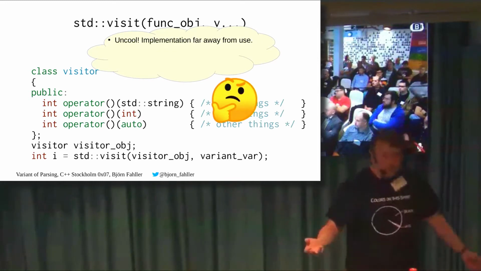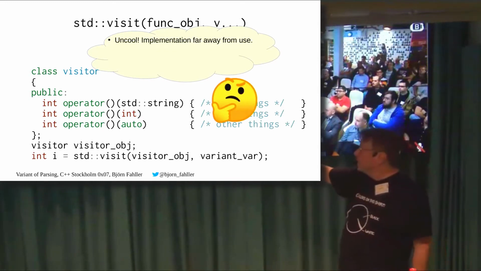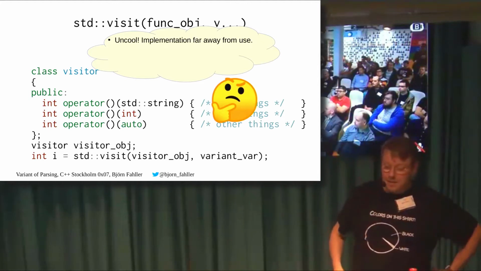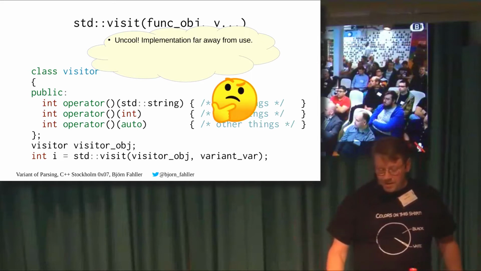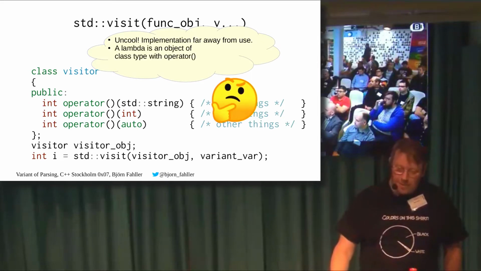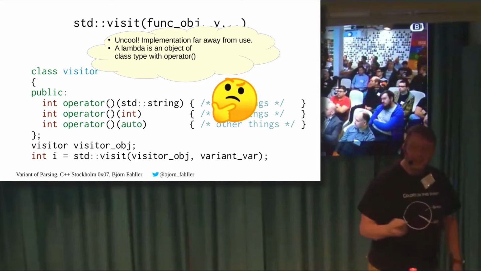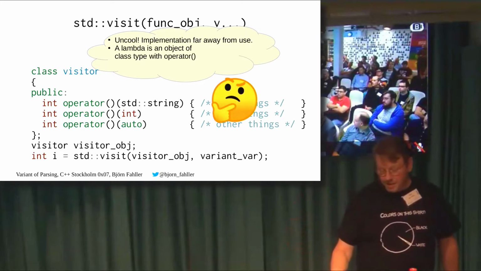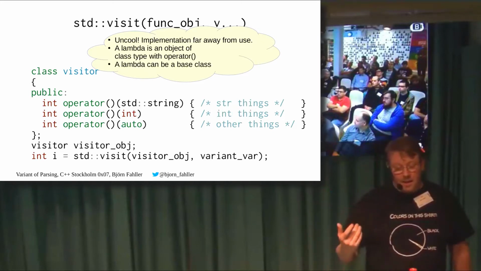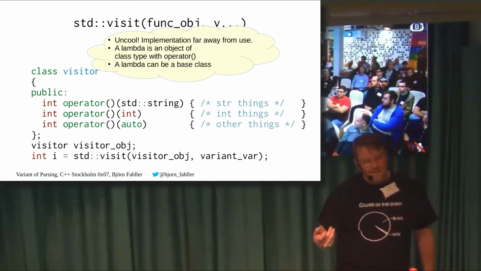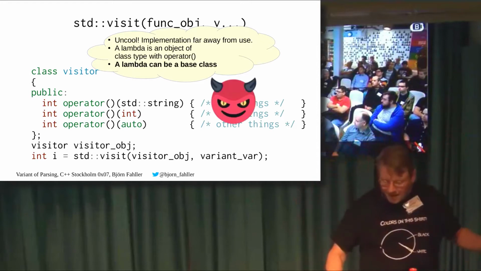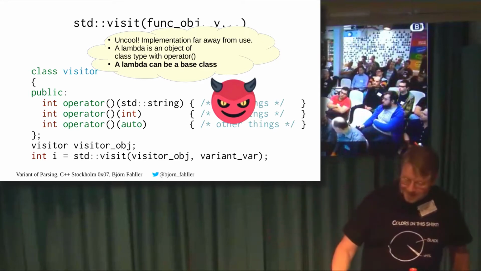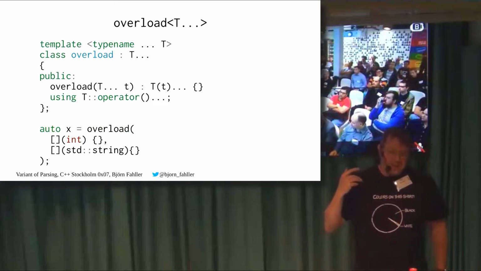But this is uncool, because the distance between the visitor code and the use of it is too far. So I'm not happy with it. But observation: a lambda is an object of class type which has a function call operator. And a lambda can be a base class. Okay, I feel evil grins coming up. You can use a lambda as a base class. This is cool. So what we can do is this.